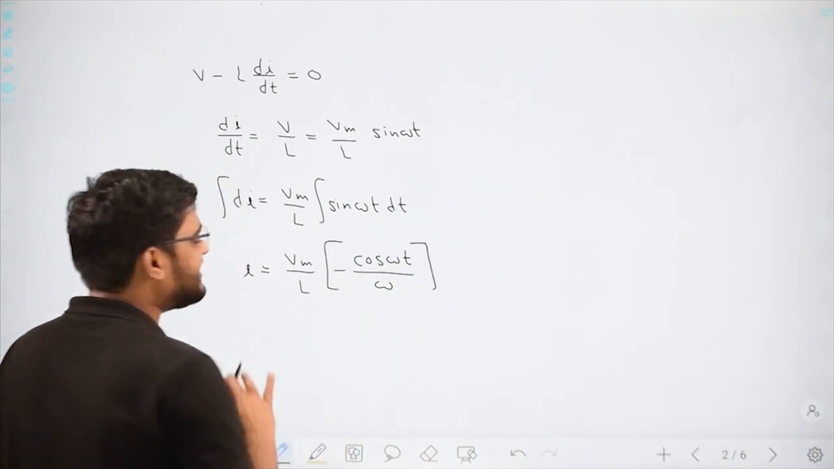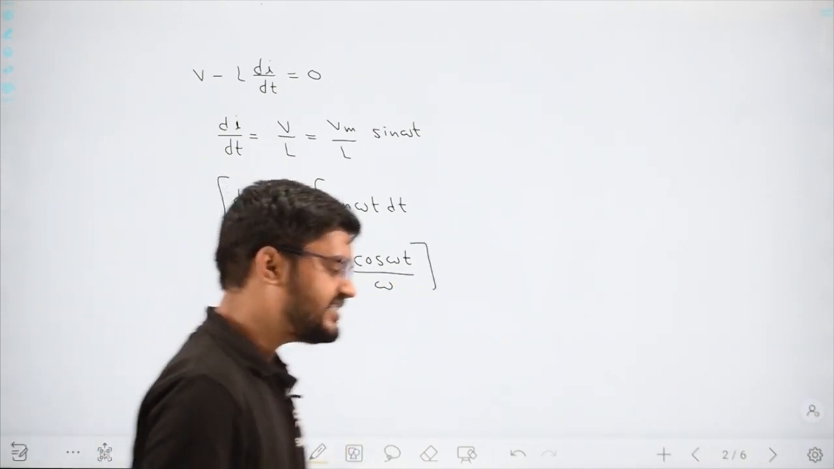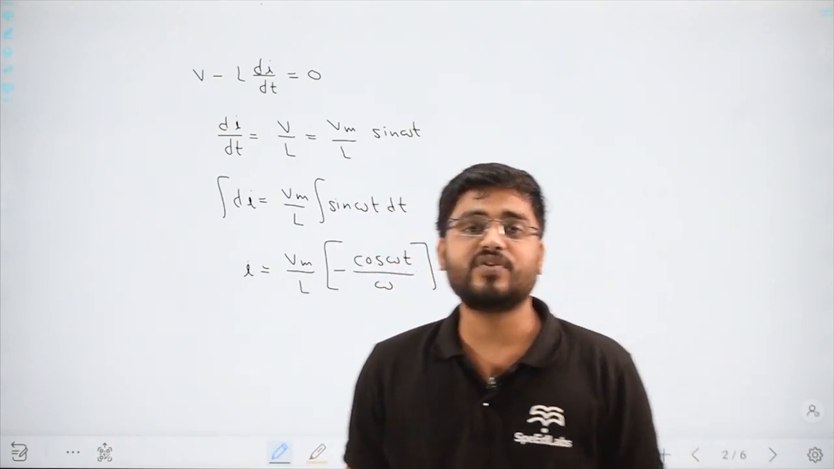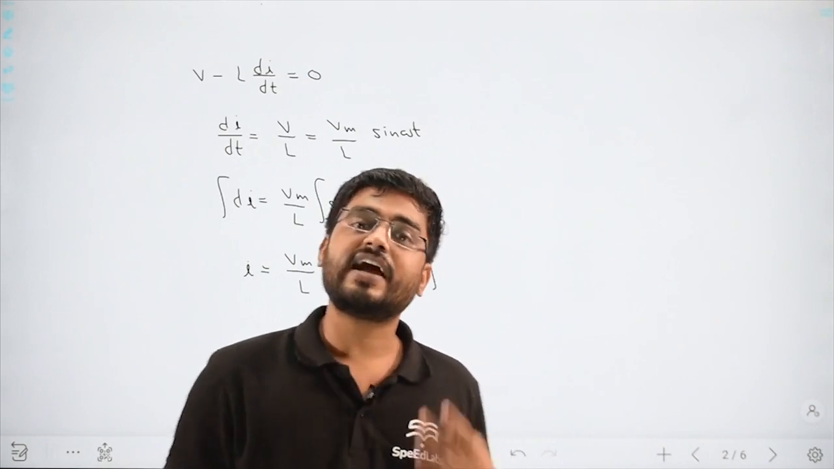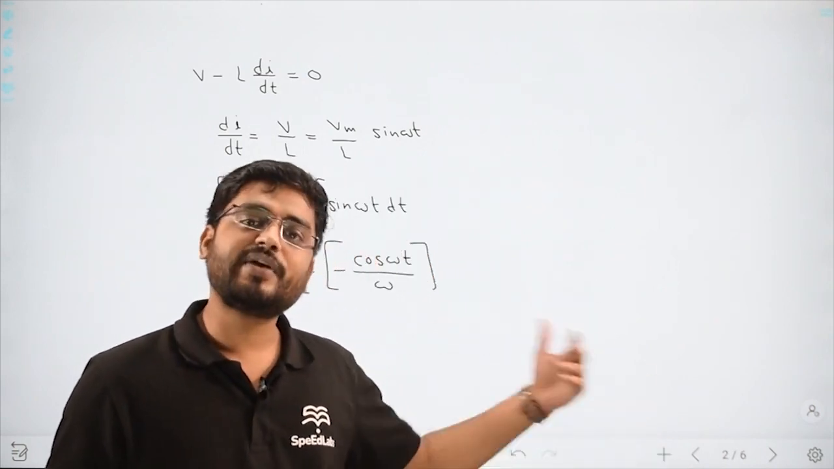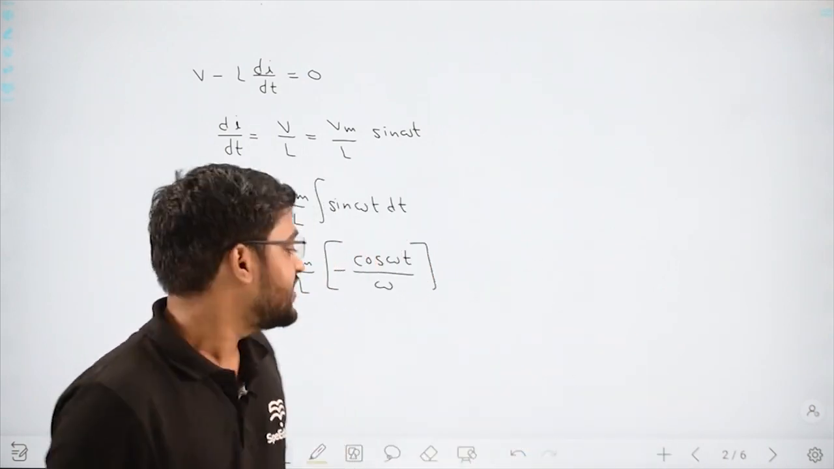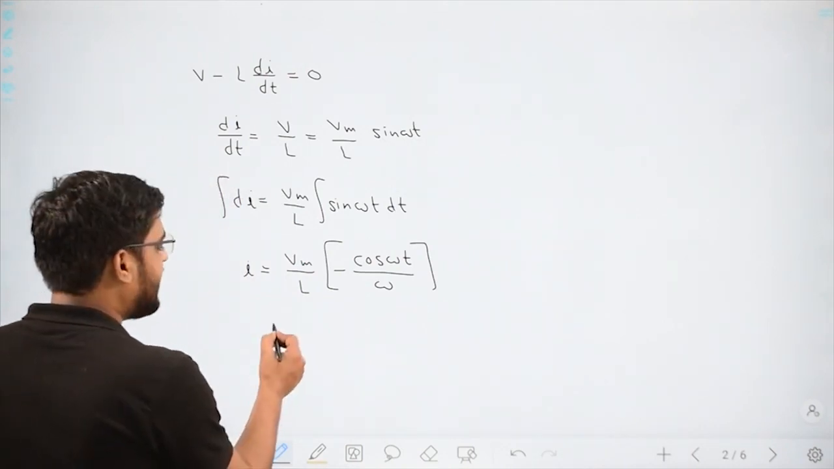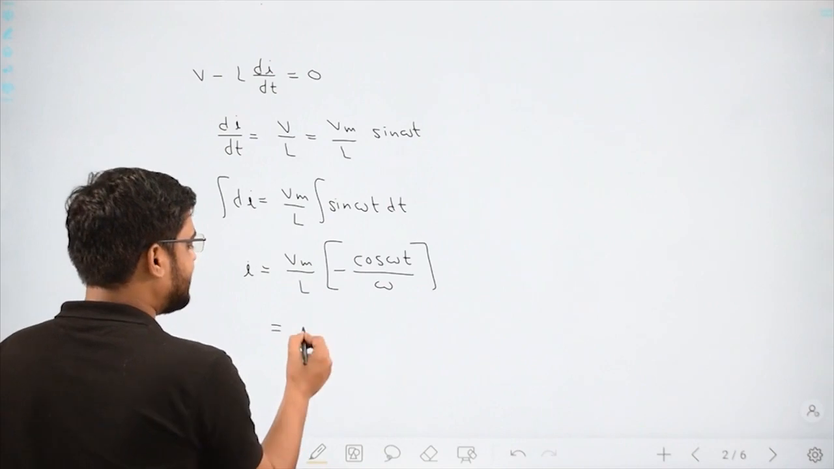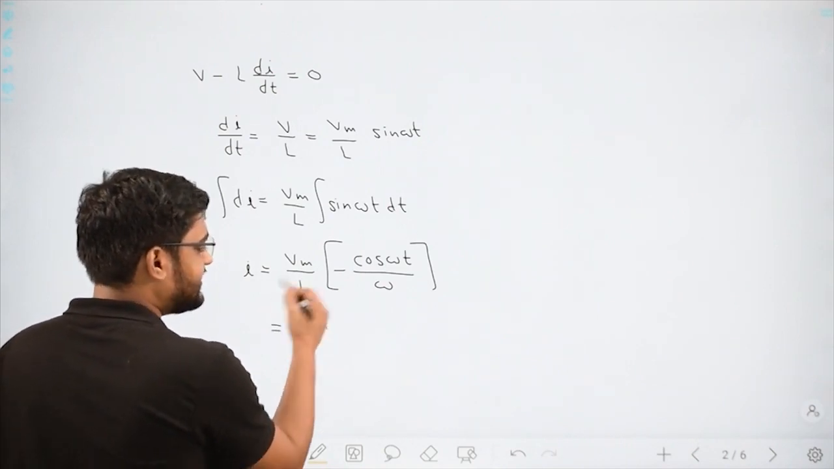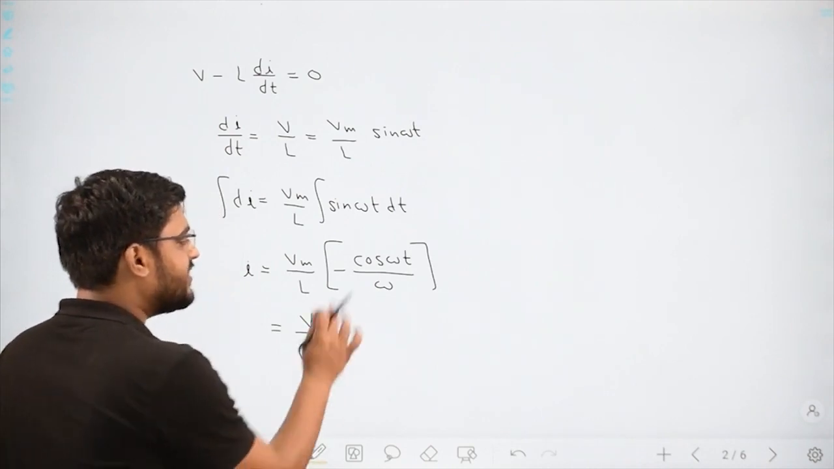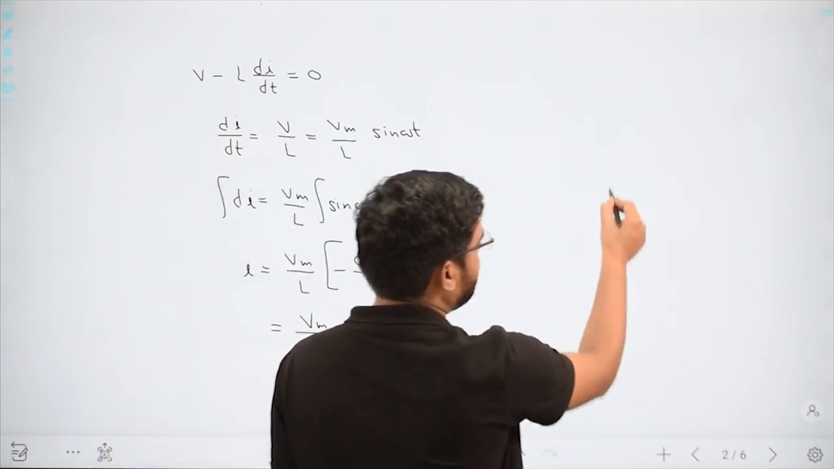From here, I am changing its form slightly. Why I am changing it is because the voltage was given to us as Vm sin omega t. We want current also to be something like Im sin of omega t plus something or minus something, right? To get the proper phase difference, we want to make that form, and for that I am slightly changing it. This is my Vm by L omega. This omega is coming here, and the minus cos omega t. We know that.